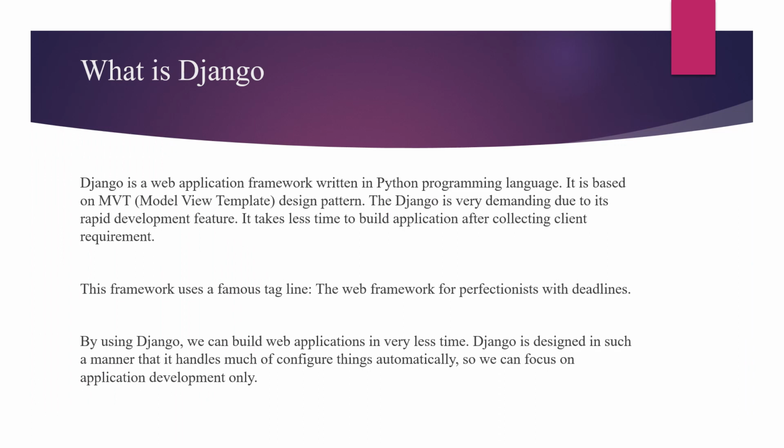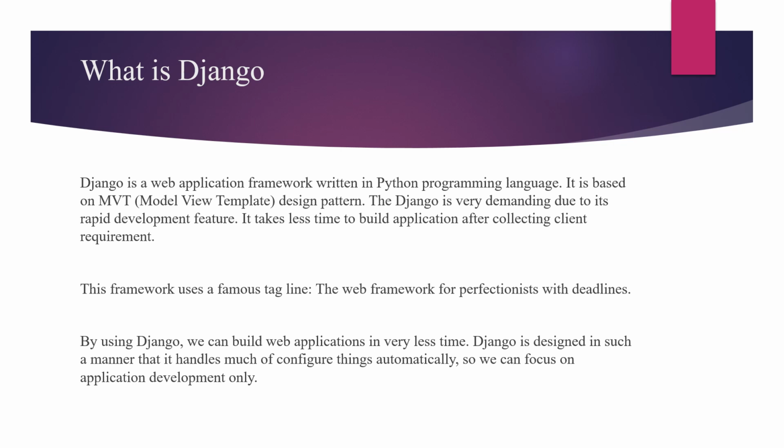Okay, now we will see what is Django. Django is a web application framework written in Python programming language. It is based on the MVT (Model View Template) design pattern. Django is very in demand due to its rapid development features. It takes less time to build an application after collecting client requirements. This framework uses a famous tagline, "The web framework for perfectionists with deadlines." By using Django, we can build web applications in very less time.